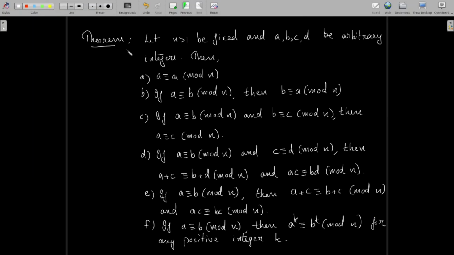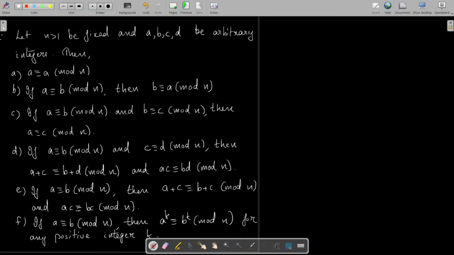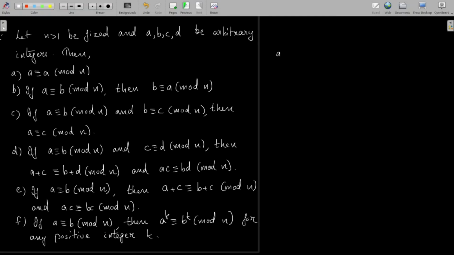Now let us prove some basic properties of the congruence relation. Let n greater than 0 be fixed and a, b, c, d be arbitrary integers. Then we have to prove each of these results. Let us prove the results one by one. First result says that a is congruent to a mod n. To show this, we have to consider a minus a, and we have to show that this is a multiple of n. a minus a equal to 0. We can consider it as a multiple of n. Therefore, we can conclude that a is congruent to a mod n.